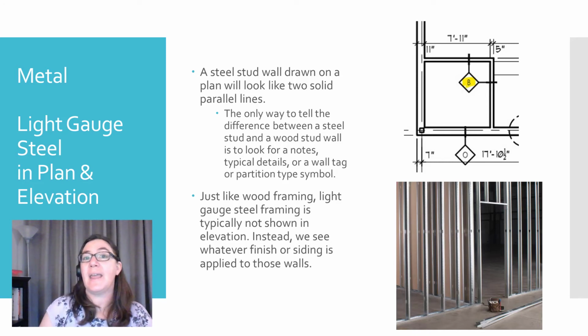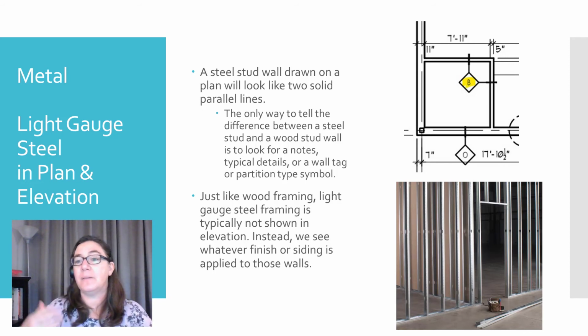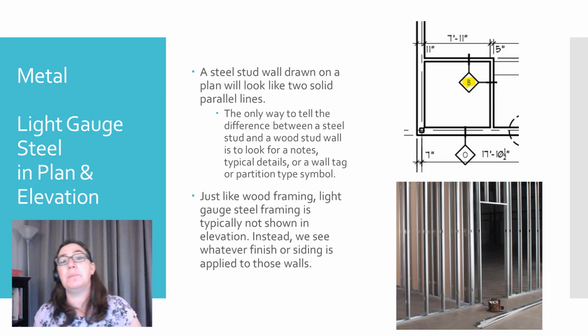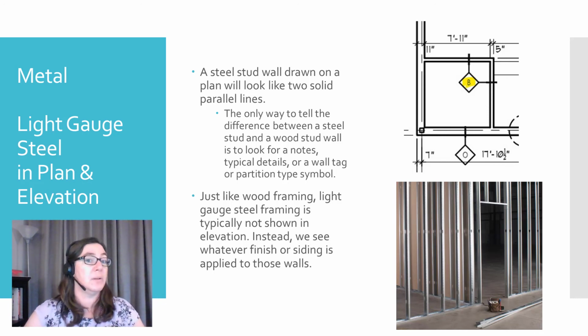Let's talk about light gauge steel. And just to remember what that is, I've added a photo here so you can see those light gauge steel stud members. A steel stud wall drawn up on a plan will look just like a wood wall, two solid parallel lines. Really the only way to tell the difference is to look for information in the notes, in the typical details, maybe in the wall tags or the partition types. Just like wood framing, light gauge steel framing is typically not shown in elevation. So we're going to see whatever finish or siding is applied to these walls and not the actual studs.